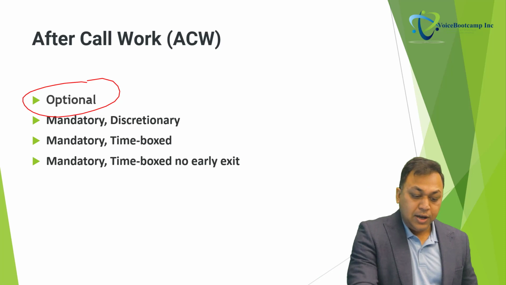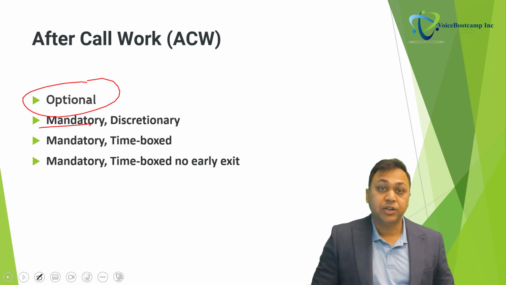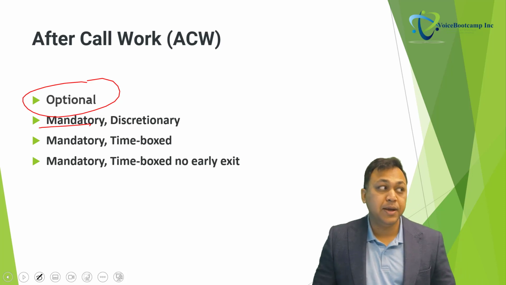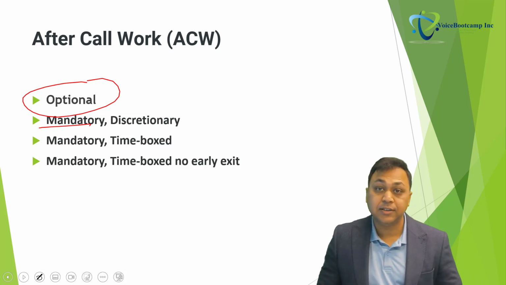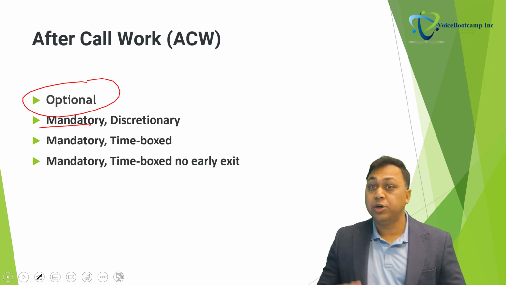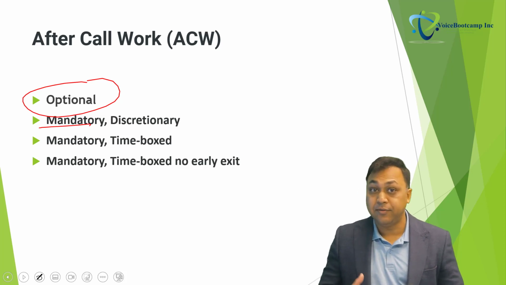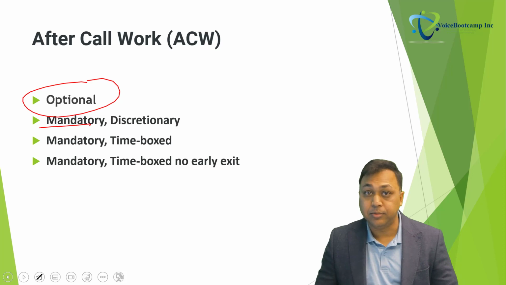The next one you have is called the mandatory discretionary. For this option, the agent chooses how long to remain in after call work status, but is required to enter a wrap-up code before finishing and becoming available again.